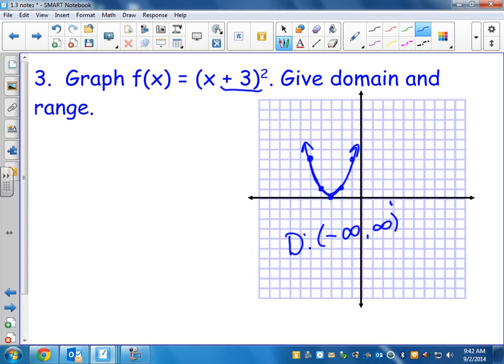The normal parent graph, we said the range was 0 to infinity. Is the range of this graph also 0 to infinity? Yes, because I didn't move it up or down any. I just slid it over. If we would have moved it up or down, then the range changes. So the range of this is also 0 to infinity. Use those notes to help you, but also use the graphs to help you.